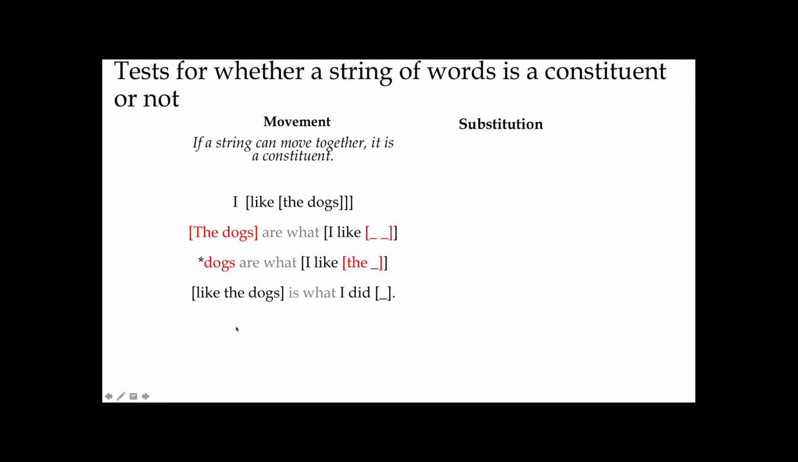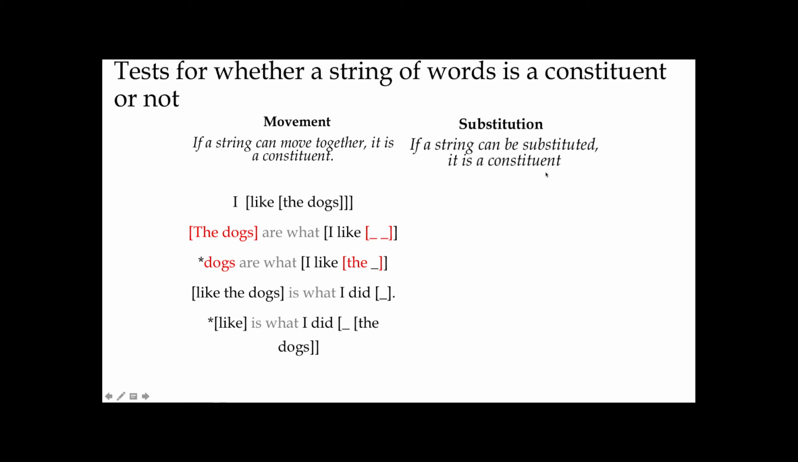So that whole thing can move together to be the sort of focused element. But I can't say "like is what I did the dogs." I can't move "like" out and leave the dogs behind, because "the dogs" itself is a constituent. So in order to move "like," I would have to bring the dogs with it. So playing around with the order and these sort of movement tests is a way to test: is this a phrase or not? Or am I just moving out part of a phrase? Am I taking out the head but stranding the modifiers?